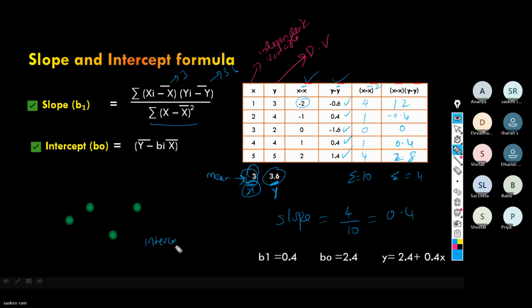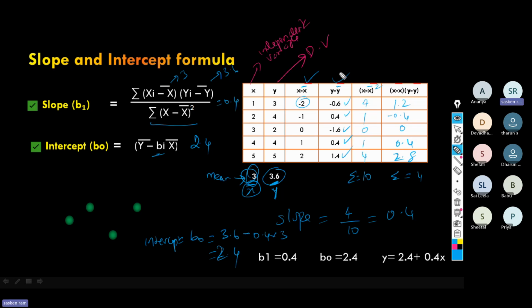The intercept B0 is equal to y bar, which is 3.6, minus B1, your slope value, which is 0.4, into your x bar. What is your x bar? X bar is 3. So what value will you get here? 3.6 minus 1.2, you will get 2.4. Yes, you are correct, 2.4 is the correct value. My intercept is 2.4 and slope is 0.4.